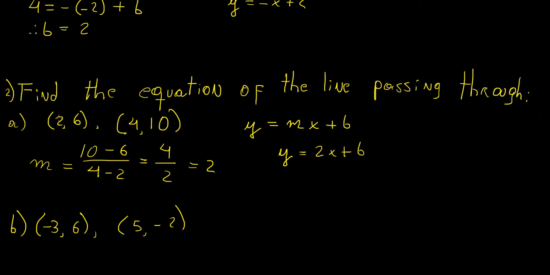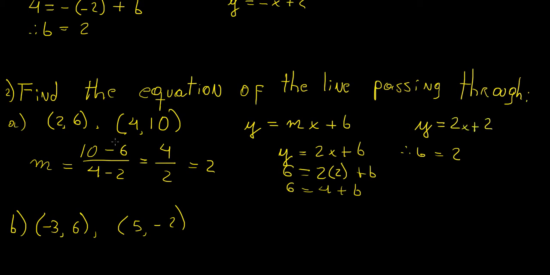I'm going to choose these ones because they're the smaller numbers. So we're going to have 2 times 2, and here we should have 6 for y, plus b. So this becomes 6 equals 4 plus b. Therefore b is going to be equal to 2, and the equation of the line is going to be 2x plus 2. And we can check by plugging in values there. So for example, this one, 2 times 2 is 4 plus 2 is 6, and that's correct.